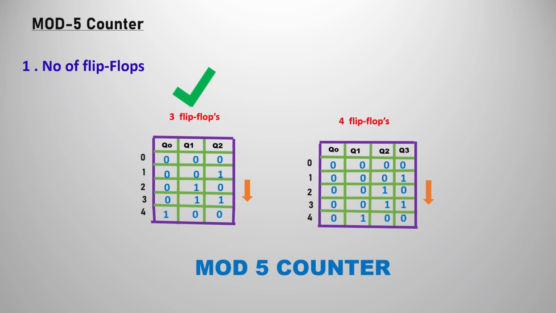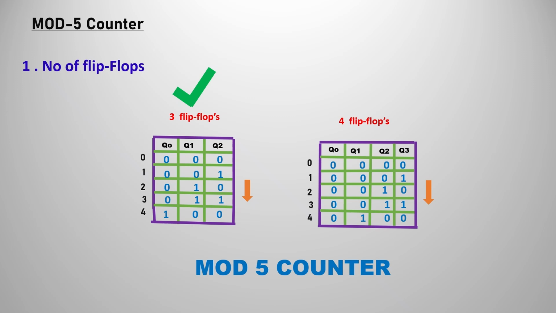For the mod 5 counter, the first step is to identify the number of flip-flops. This is a very important step, because we can build the mod 5 counter with the help of this first one and the second one. If you observe the first one, we are going to count 5 states, starting from 0 and ending at 0. The total number of states is 5: 0, 1, 2, 3, 4. That is a total of 5 states.